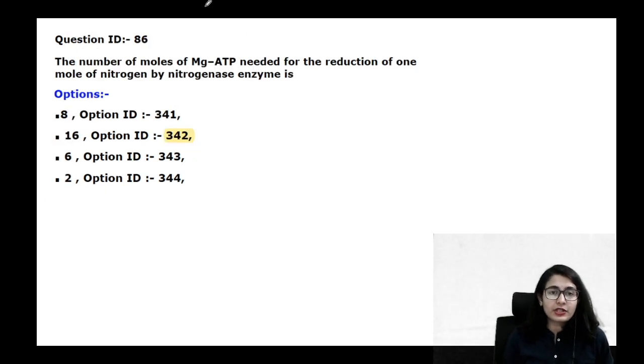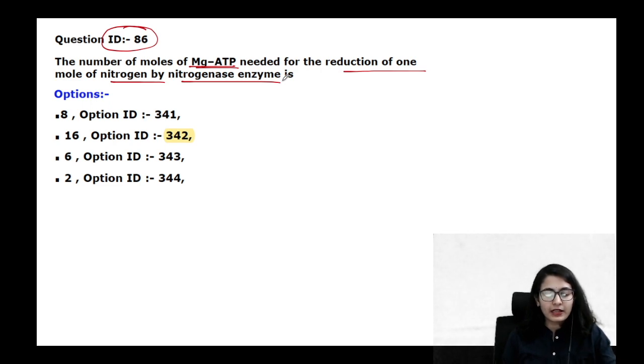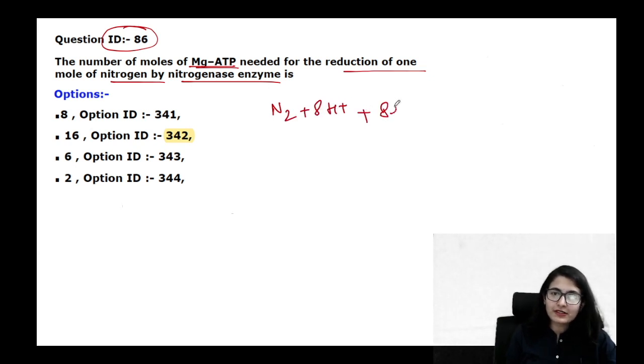Now, very simple question, guys. ID 86, the number of moles of magnesium ATP needed for the reduction of 1 mole of nitrogen by nitrogenase enzyme. Now, for this question, if you just remember this equation, yes, in the examination, if you remember this equation, it will be really great because this has already been asked in one of your previous year papers.